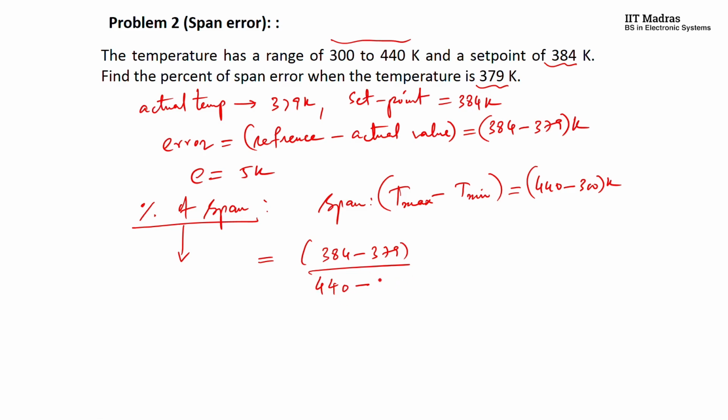Okay, Tmax minus Tmin, in 200. This would give you the percentage of span error. That means if the error is 5 Kelvin, it falls into 3.57% of the span. What is span here? Span is equivalent to 440 minus 300, so this is around 140 Kelvin. This is a way to define the span. Alright, fine.